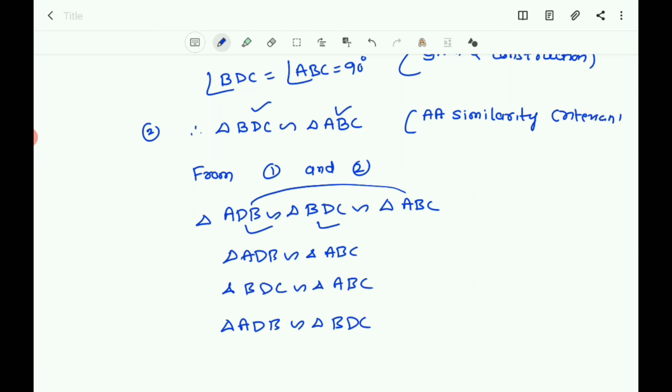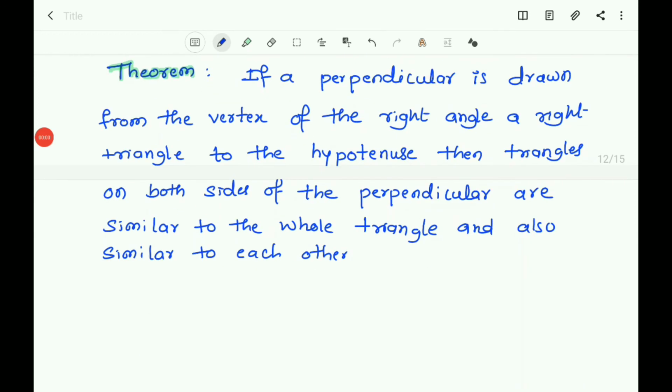So you got the result. What does the statement say? If a perpendicular is drawn from the vertex of the right angle of a right triangle to the hypotenuse, then the triangles on both sides of the perpendicular are similar to the whole triangle and also similar to each other.